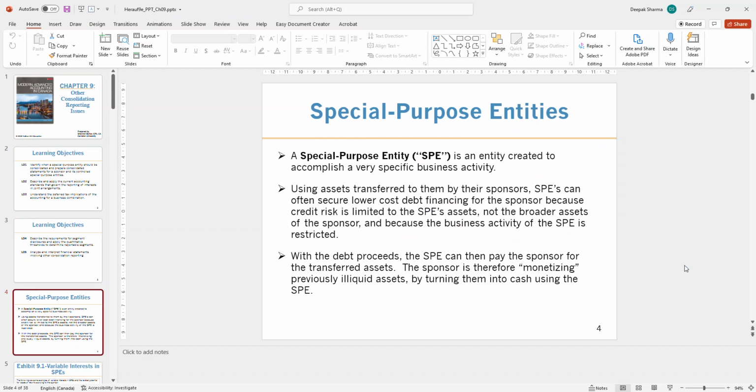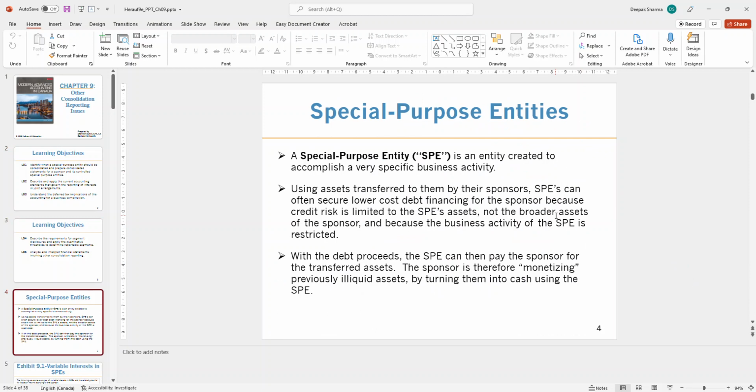So let's look at what special entities are. A special entity is an entity created to accomplish a very specific business activity. Now, the specific business activity could be leasing big equipment or borrowing a loan to finance certain activities that need to be performed.